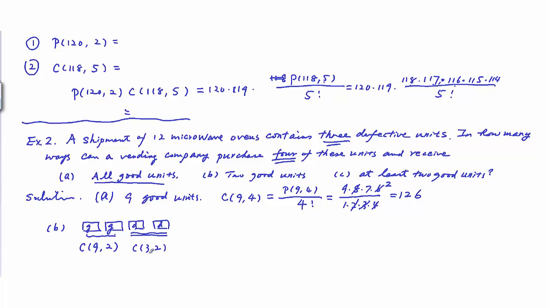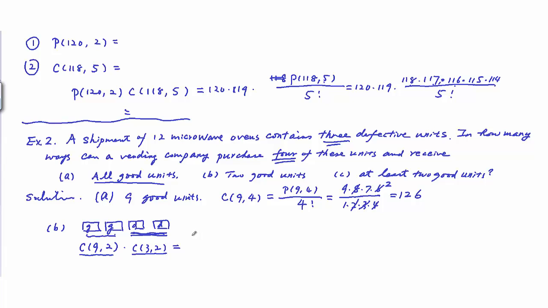So you have 2 tasks. You have this many ways to get 2 good units from the good units, and then you have this many ways to get 2 defective units from 3. So in total, by the fundamental principle of counting, you take a multiplication of these, and that will be the answer for B. To calculate this one, it's not difficult again.